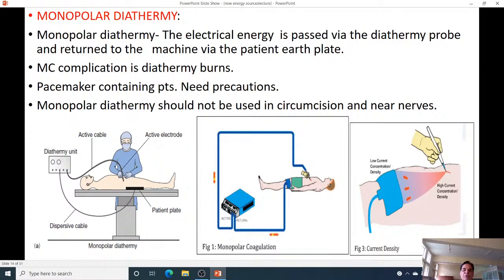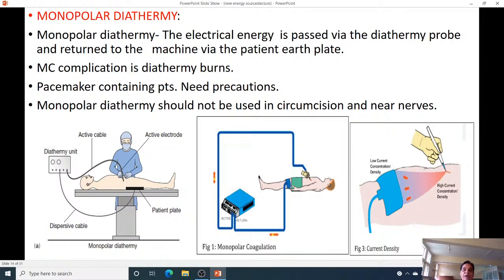Understand this basic principle. So, how does the monopolar diathermy look? Everybody must have seen it in the OT. This electric energy, if you can see here carefully, is passing via the diathermy probe and returning to the machine via the patient earth plate, that is called the foot pad. You can see the black color is the first. This is a monopolar diathermy unit.